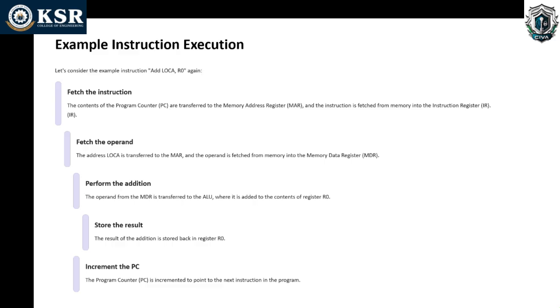Here is the example. Let's revisit the instruction Add location A, R0. First, the instruction is fetched from memory using the program counter. Next, the operand at memory address location A is fetched. Then the ALU performs the addition of the operand and R0. Finally, the result is stored back in R0 and the program counter is incremented to the next instruction. This reinforces the instruction execution process, a complete example of how a CPU processes one instruction cycle.